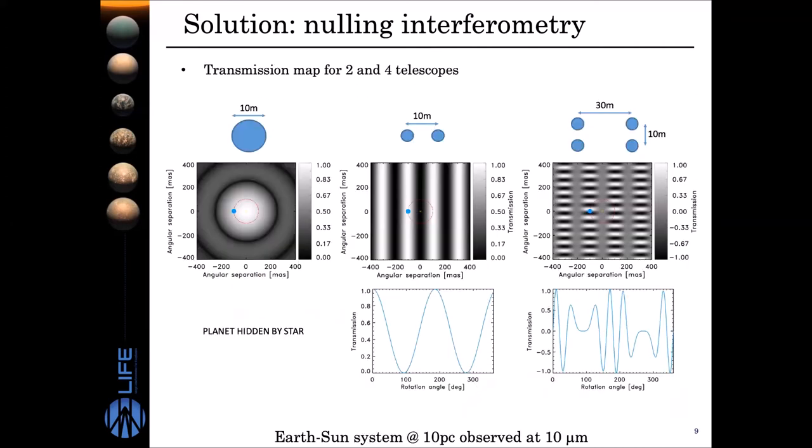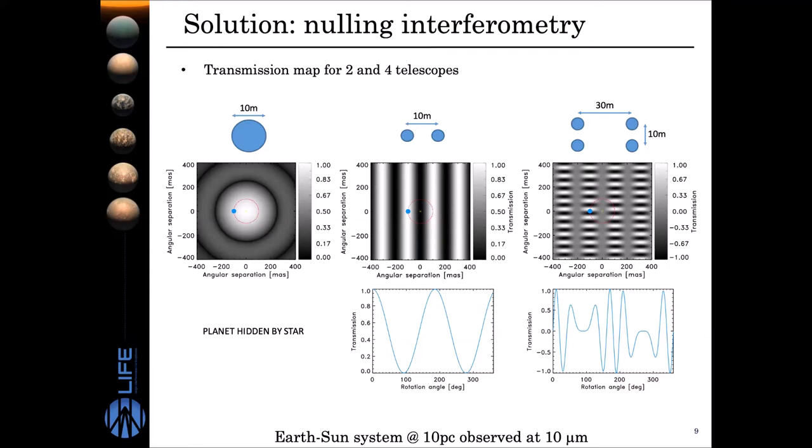There is a good way to see this. That's the middle map here. This is a transmission map of a two-element nuller. You can see white fringes and dark fringes. The transmission map of a nuller is some kind of photon sieve that you put on the sky. Everything that falls on a dark fringe will not be transmitted, and everything that falls on a white fringe will be transmitted.